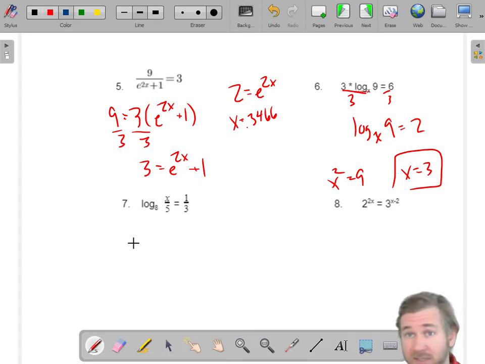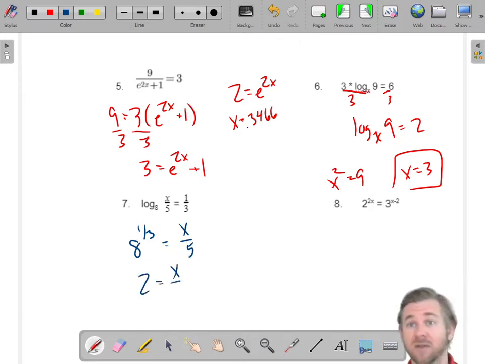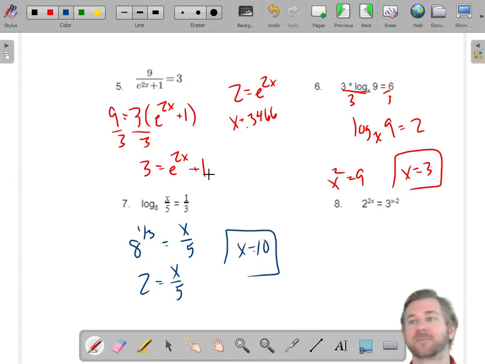Rewrite as an exponent. It's a single log. 8 to the 1/3 equals x over 5. Remember, that's cube root. Cube root of 8 is 2. Multiply both sides by 5. x equals 10. This is about as bad as they get.